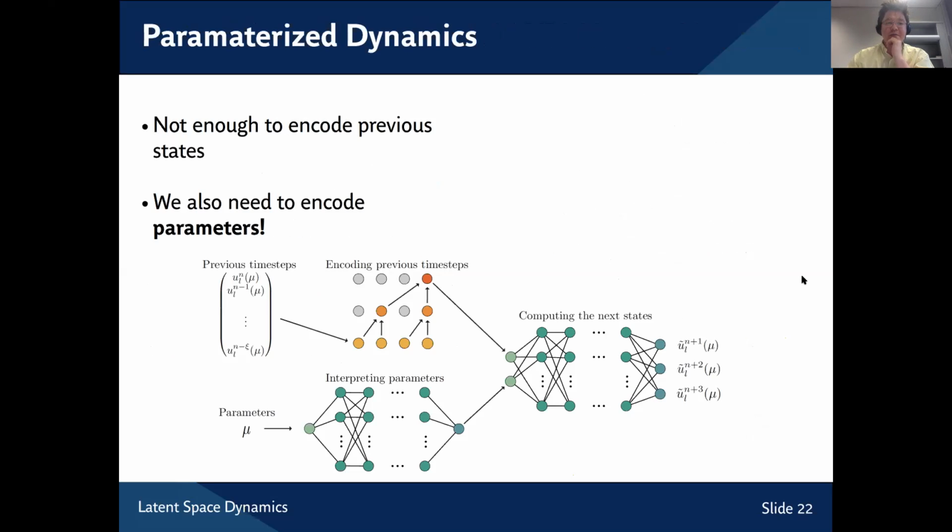But as I said, we are not only interested in advancing the states based on the previous states, but we also want to incorporate parameters such as diffusion rates, Reynolds number, boundary condition, initial condition, or that could basically be anything. So we also need to encode the parameters. We do that by encoding the parameters in a separate network from the time series encoding. And from these two encodings, we make a prediction of the next state.